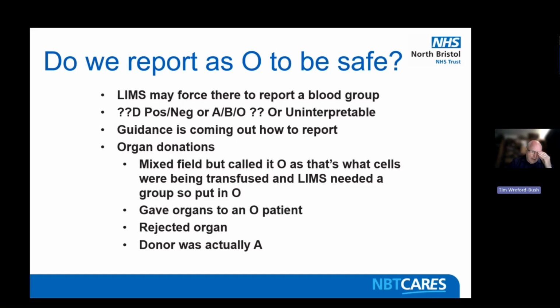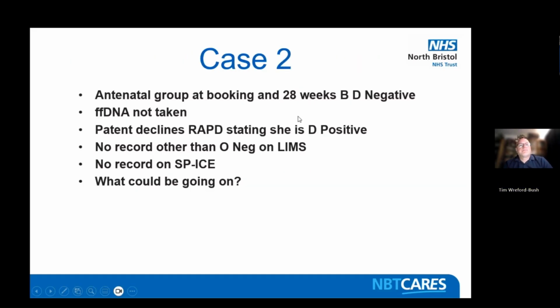So that's why guidance is coming out on how to report that, because without a blood group, they will not want to take the organs to transplant them. And it's a big waste of organs if you can't do it. We have the same problem, and what are they going to do? They will try and force you to put in a blood group. And as you see, it's not always easy to do that.